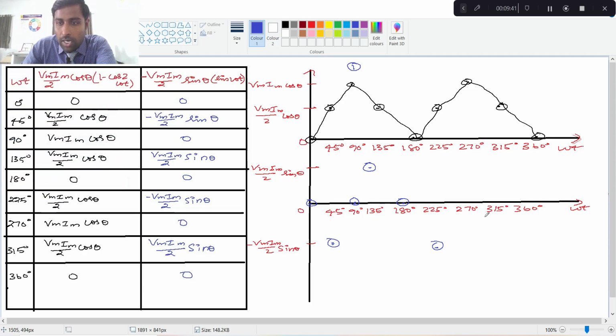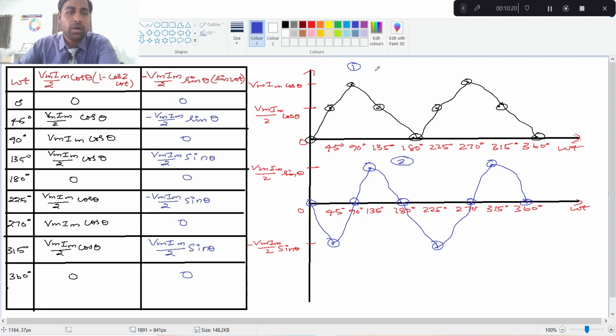Okay. So at 270 degree it is again becoming 0. 315 degree, again it has become positive half. So positive, and at 360 degree it becomes 0. So this is how. Now I am going to connect all these points again. This will be connected, and these two will be connected, and these two, and these two, and these two will be connected. Now this is my second expression.